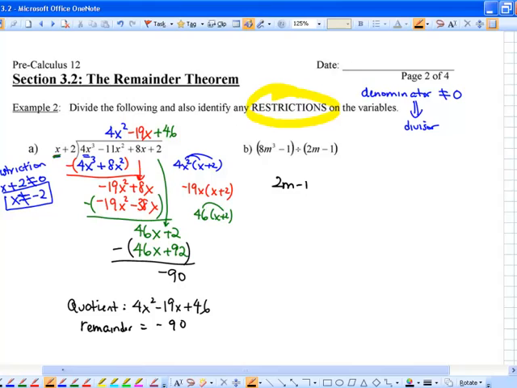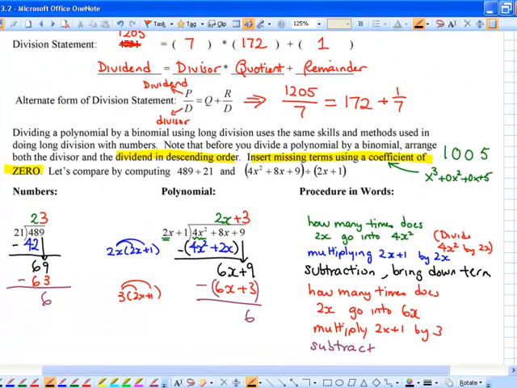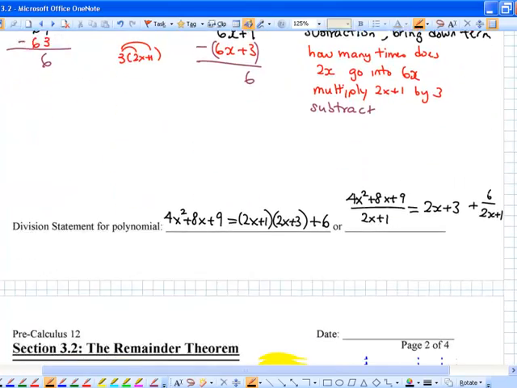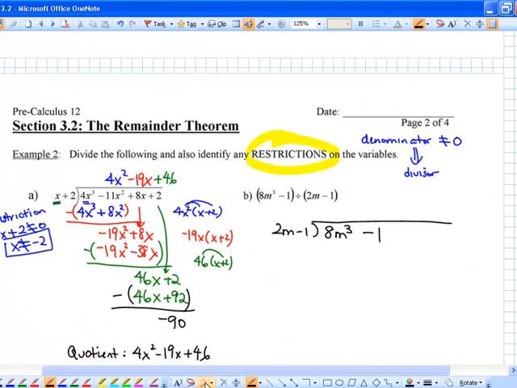Let's write this as 2m minus 1 dividing 8m cubed minus 1. Now, is that good? Or did I forget something? Yeah, if you remember, insert missing terms using a coefficient of 0. You better do that here. So, oops, let's erase this minus 1. Let's put it at the end. Let's put in some missing terms. I like to be positive, so I just keep putting a plus sign. You could be negative and put in a minus. It doesn't matter. Now, do your long division.